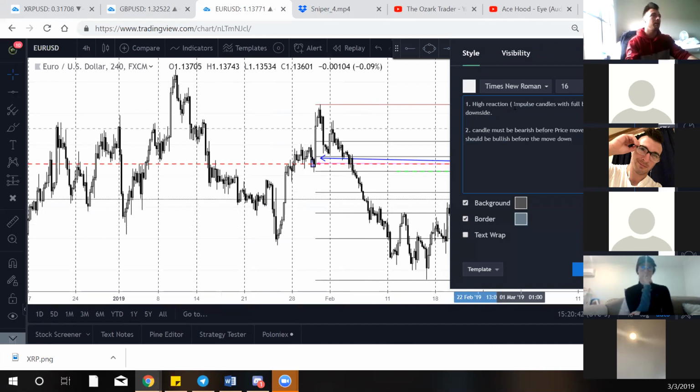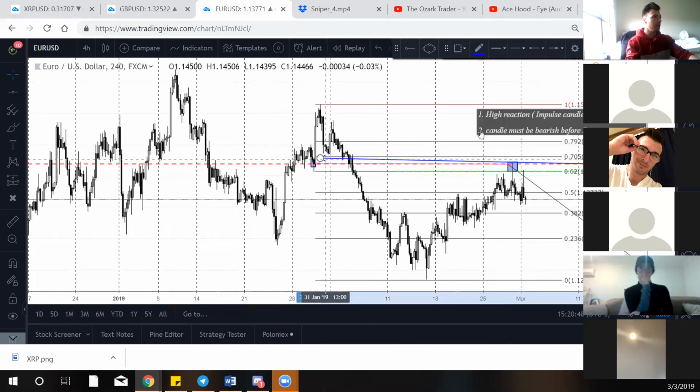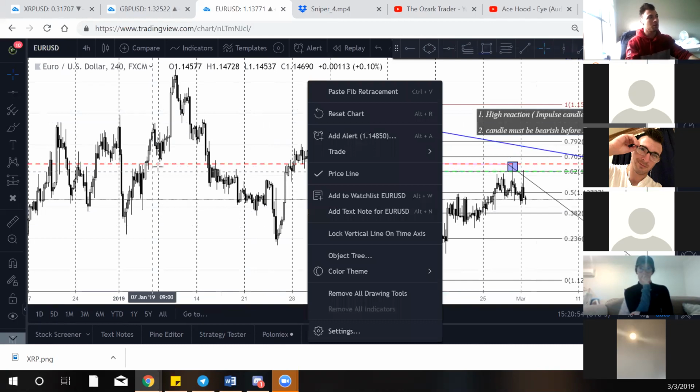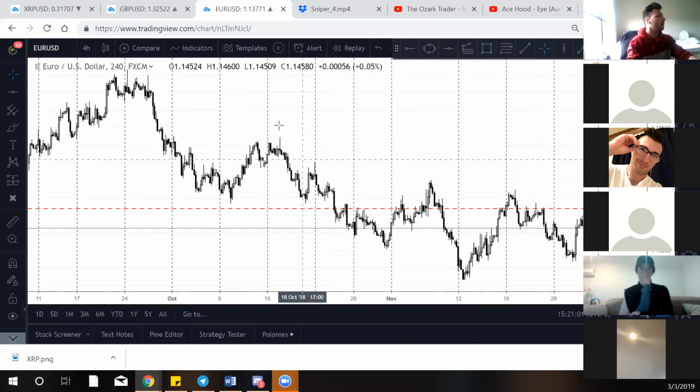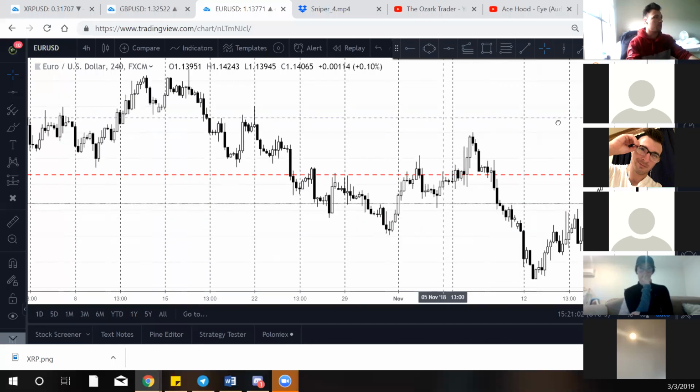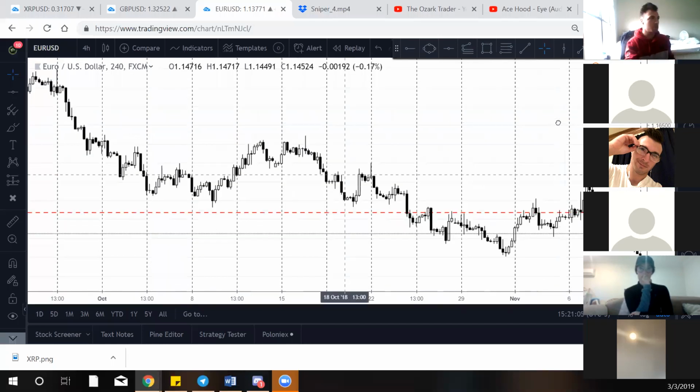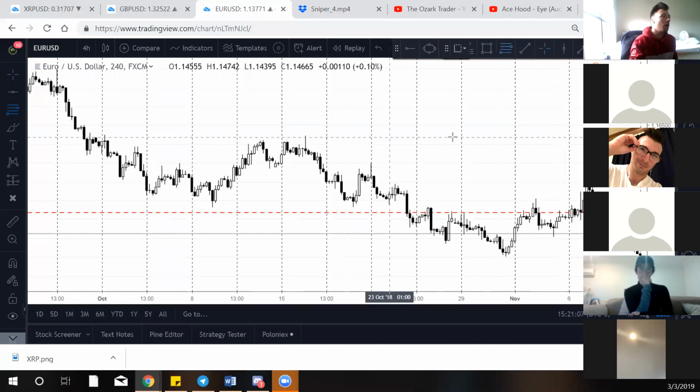So high reactionary impulse candles, just like what I showed you right here. And then the candle must be bullish or bearish before the initial swing up. Okay. So let's go back in time where I didn't rehearse anything, and let's go find another entry where we could have possibly sold. So I'm going to go from this swing to this swing.